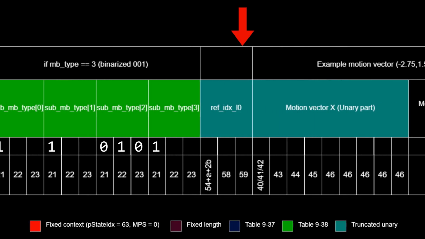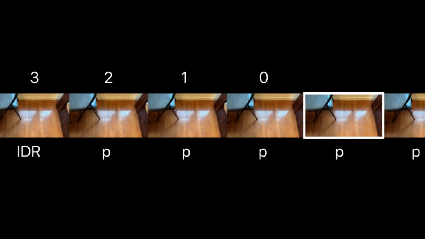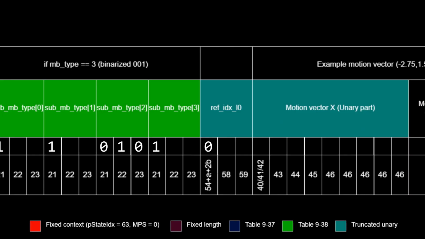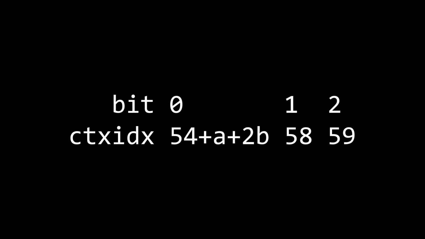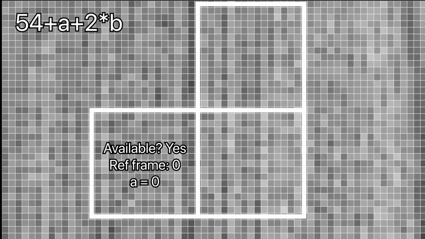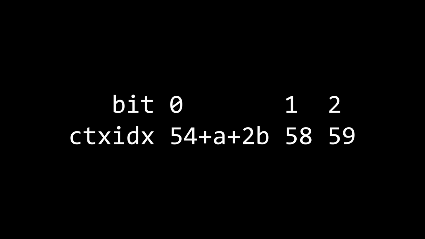Now, encode the reference frame index. Encode the reference frame index in this order from 0 to 3. Then, encode it with unary and limit it to 3 bits. The first bit will have context model 54 plus A plus 2B, where A is 1 if the left macroblock is available and doesn't use reference frame 0, and B is the same but for the top macroblock. The second bit will use context model 58, and the rest will use 59.